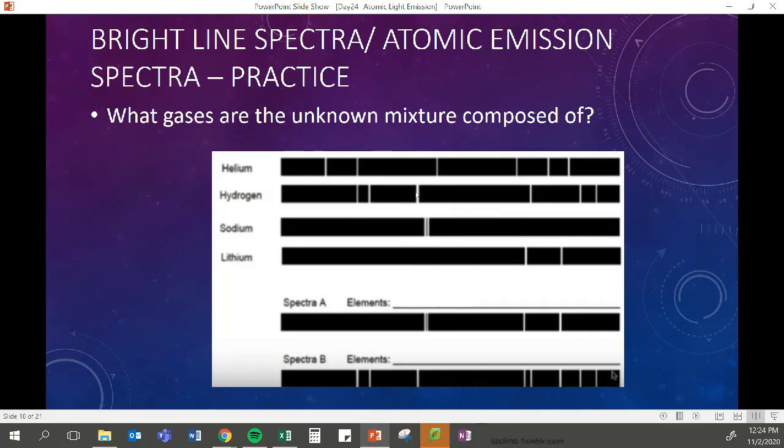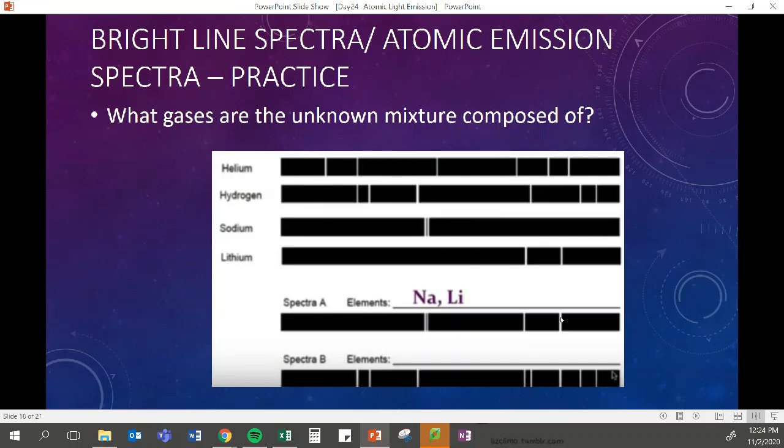And you might notice that this line here from hydrogen is similar, but hydrogen will also have two lines up here, which our sample does not. So we can eliminate hydrogen. We can also eliminate helium because it doesn't have these lines at the front. So this one is a mixture of sodium and lithium. We can see that these two lines correspond to those two, and these two lines here correspond to those two.